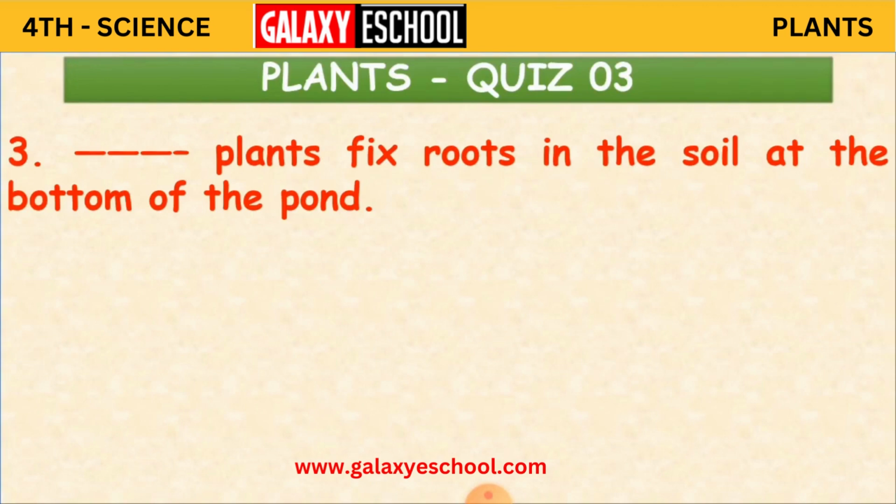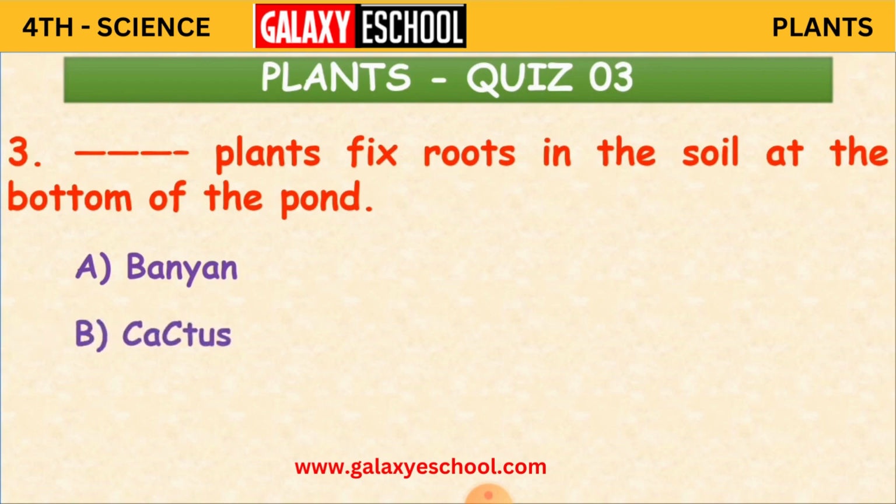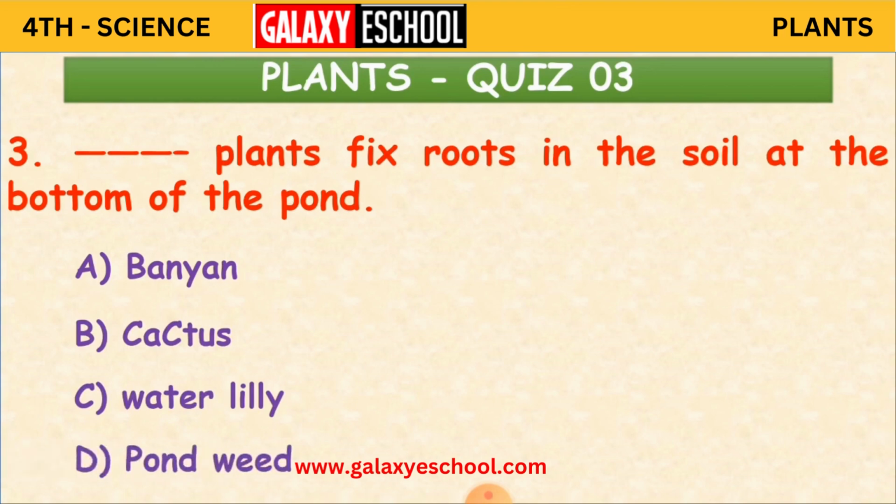The next question is, dash plants fix roots in the soil at the bottom of the pond. A option is banyan, B option is cactus, C is water lily, and D is pondweed. So which is the correct answer, children? Yes, water lily is the correct answer.